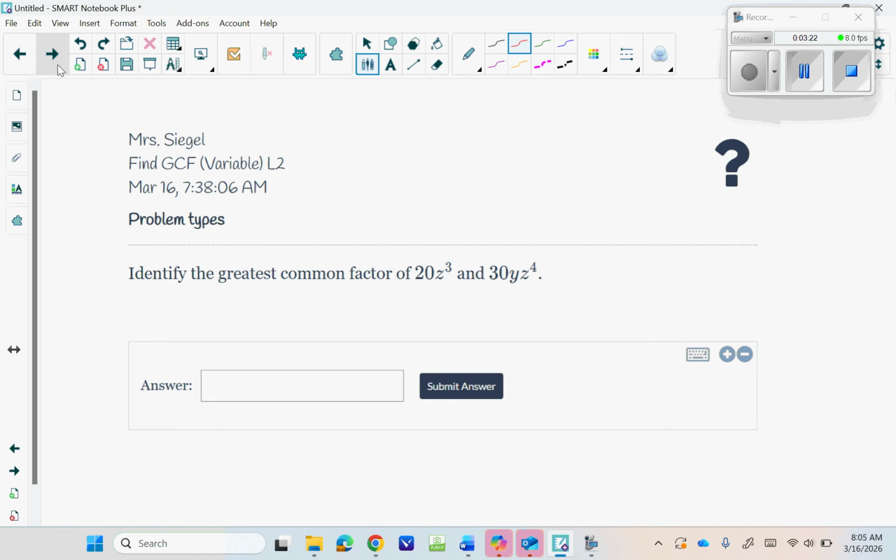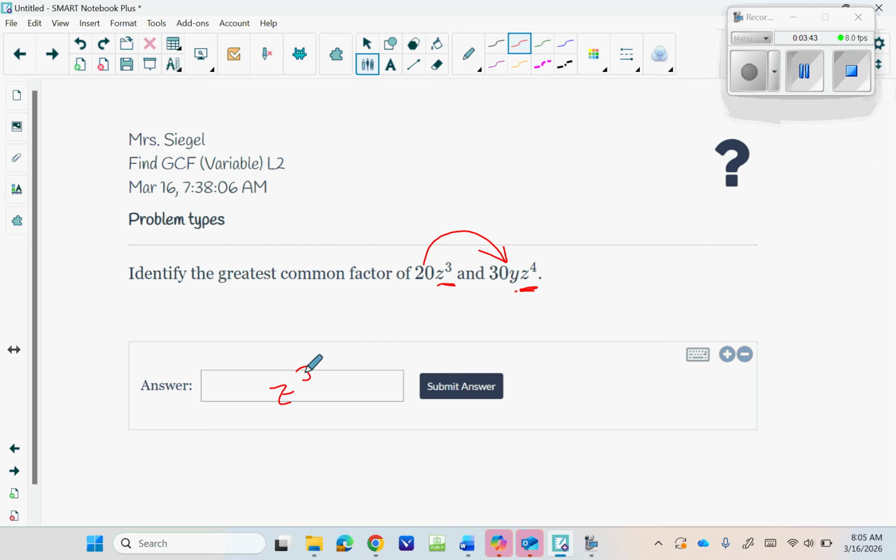Okay, let's do another one. Ooh, look at this. 20 does not go into 30, so 20 is not my GCF. This one's a little bit more tricky. Let's look at the variables. I see that they share a Z. So I'm going to take the smallest of the variables, a Z to the 3rd.